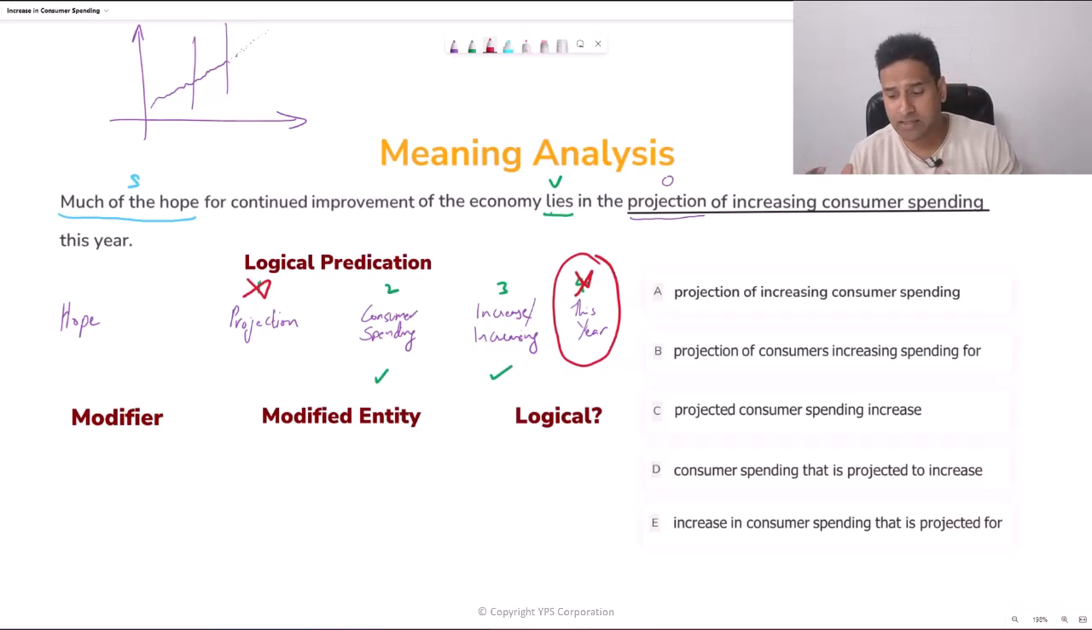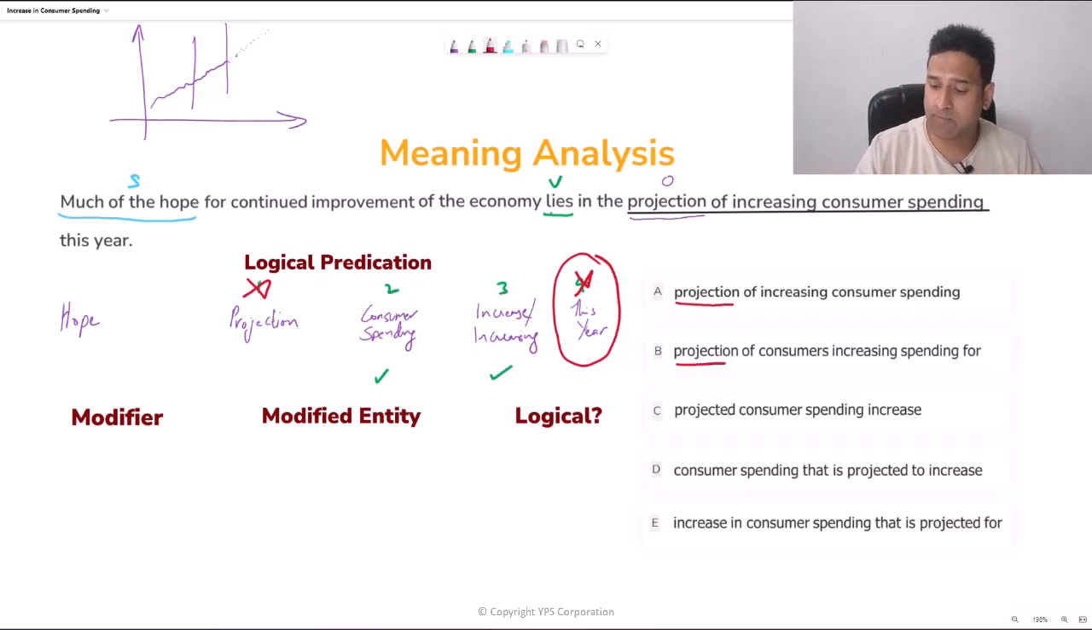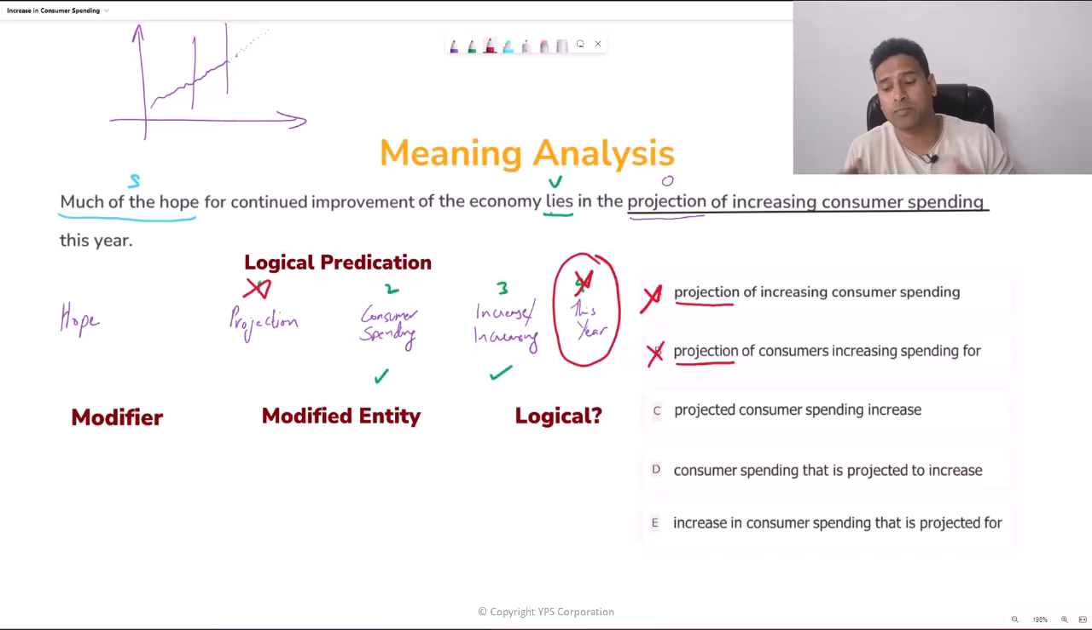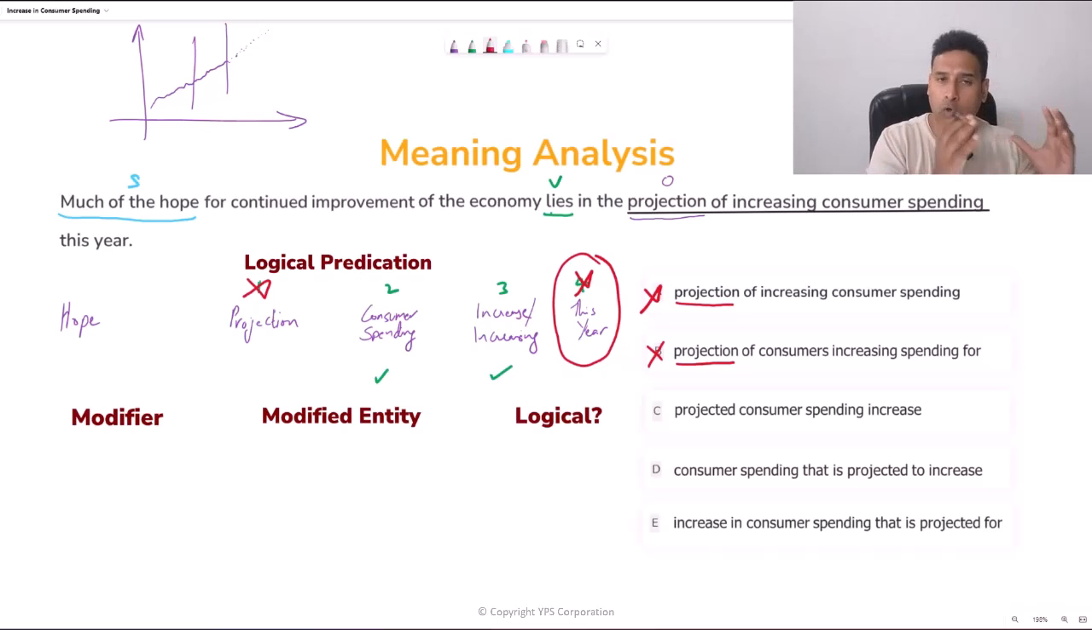But as you can see, right off the bat, we have been able to eliminate answer choices A and B for starting with the word projection. Because according to A and B, much of the hope lies in the projection. Is it the projection or is it the thing that was projected? Again, let's not jump the gun. We're coming to that in a bit. But at least we know at this stage, the hope does not lie in the act of projecting, but in the thing that was projected. And that's where the money lies.